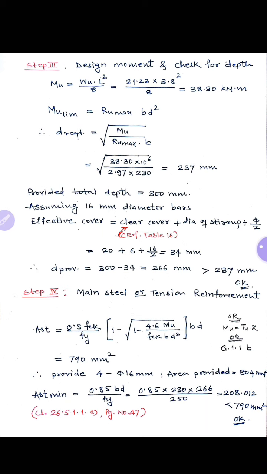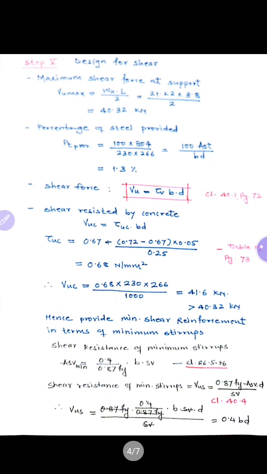What is design for flexure? Wherein we have considered design based on bending moment and area of steel based on bending of the member. Next is the design for shear. In case of design for shear, first we are going to calculate maximum shear force at support. Since this is a simply supported beam, it is Wu L by 2. We will be getting this as 40.32 kilonewton.